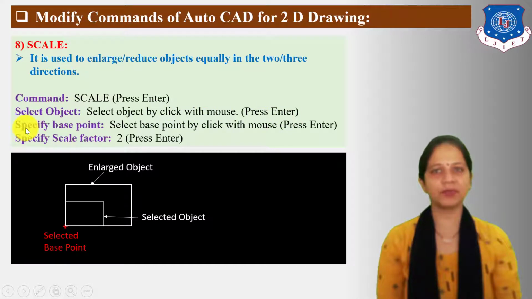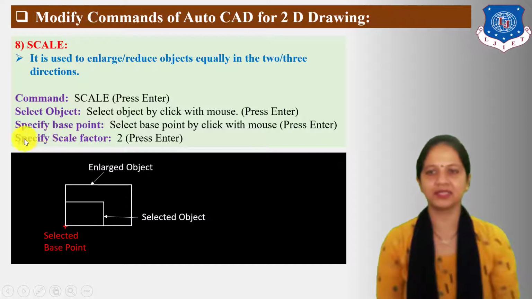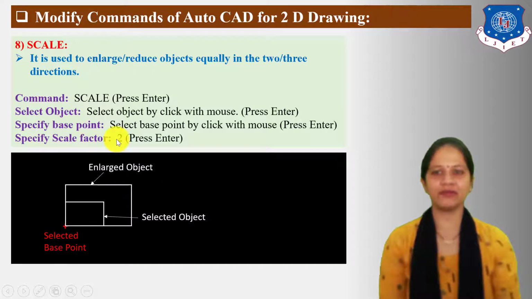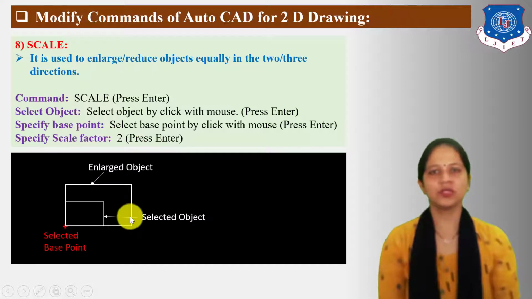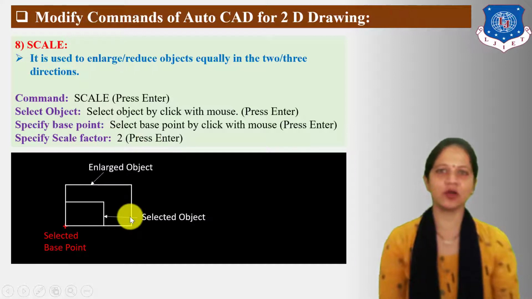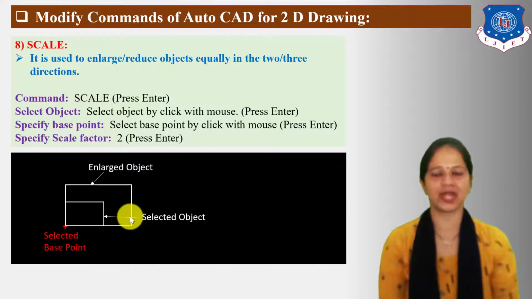The next statement displayed in the command area is specify base point. Select the base point by clicking with the mouse, then press enter. The next statement displayed in the command area is specify scale factor. Here I have taken scale factor as 2. So the size of the existing object is increased 2 times.